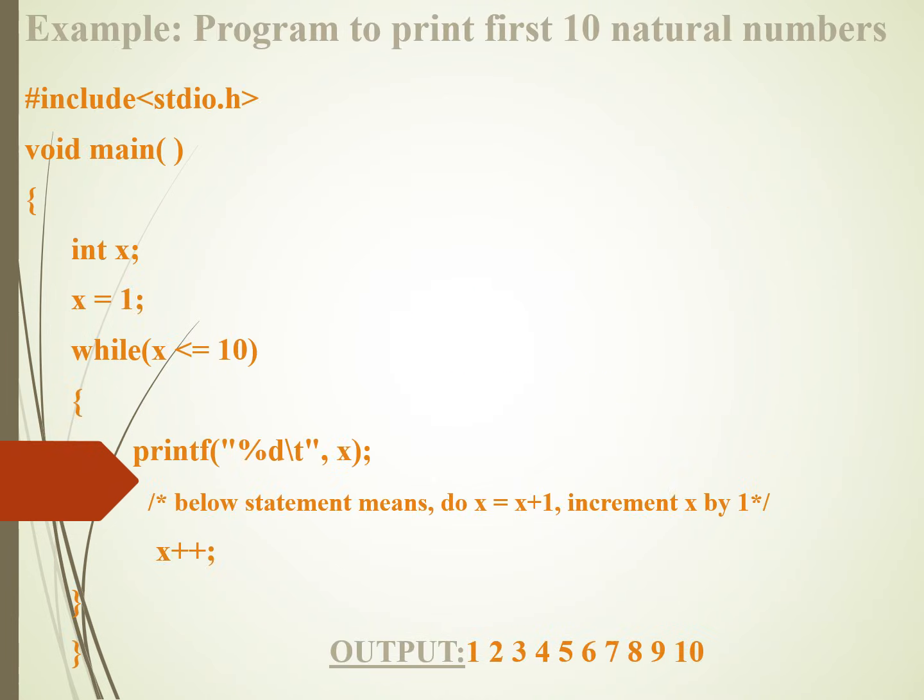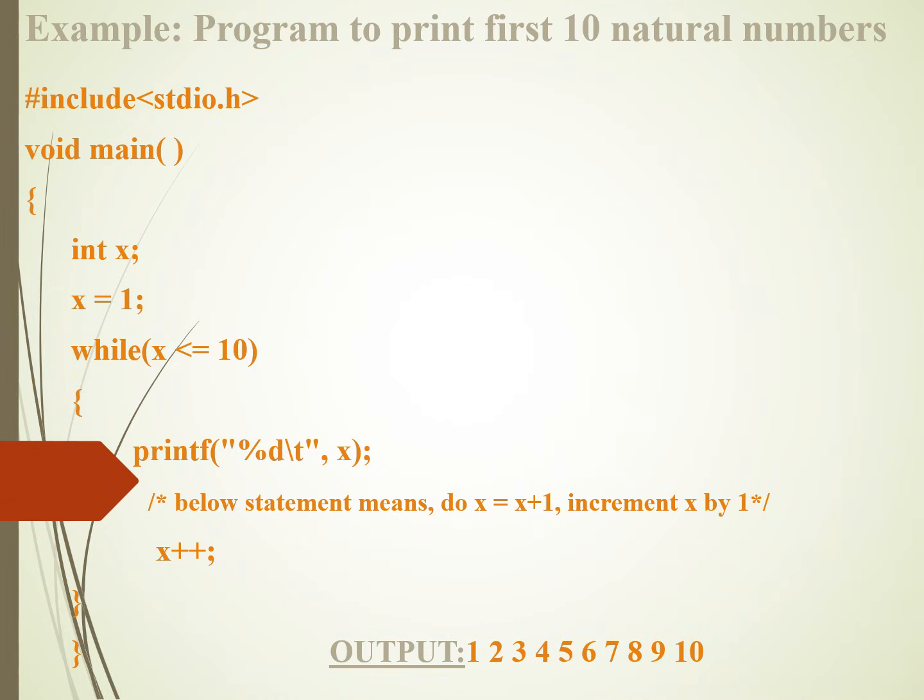In this example, the program prints the first 10 natural numbers. First, the variable x is initialized to 1. The condition is x is less than or equal to 10. Since the condition is true, the value of x is printed. After printing, x plus plus increases the value of x by 1. The condition is checked again and the process repeats.